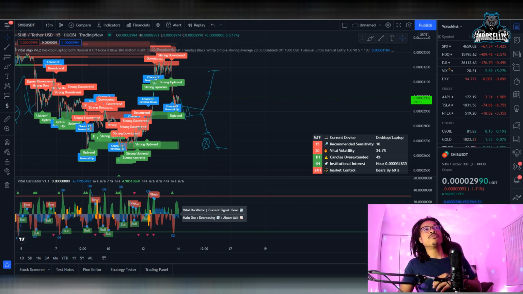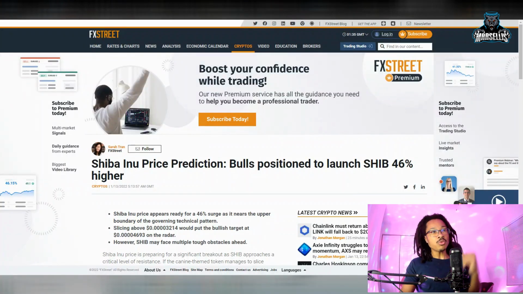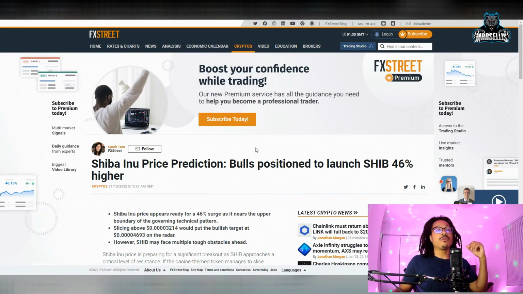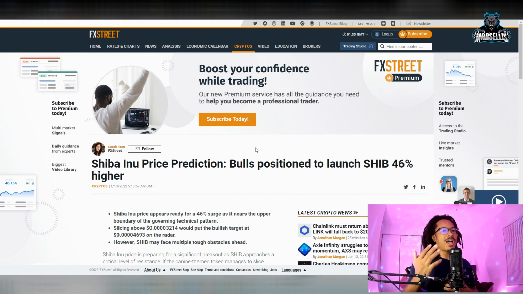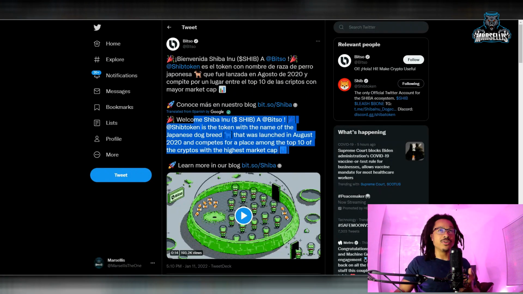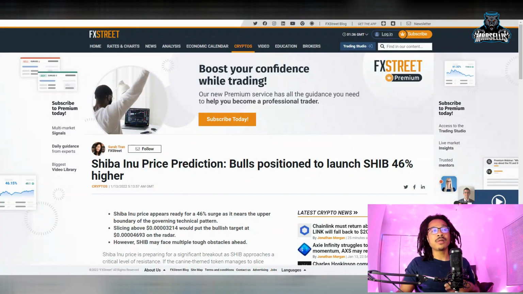But anyways, moving on from there with Shiba Inu, we still have price predictions that are pretty much positioned for a bullish launch of 46% or higher. That's what they're saying. Now, I do believe it could happen, but this is a very, very bullish scenario. I don't know if it could happen, but it's really bullish for them to say that it could happen. But let's go over that.